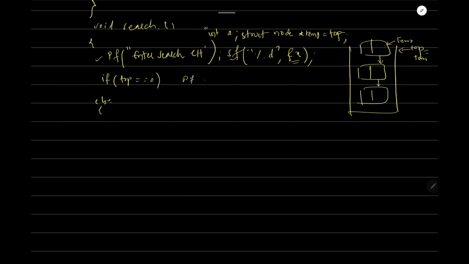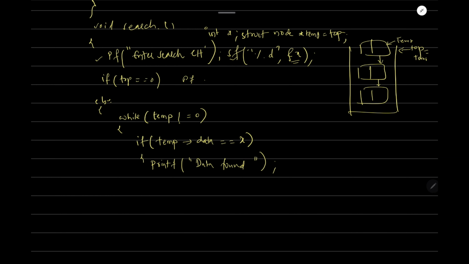So now we'll be running the while loop: while temp is not equal to 0, until and unless temp is not equal to 0, we'll be checking the condition. If temp arrow data is equal to x, if it is so, we need to print data found. So we can print data found, and we can break from this loop also.